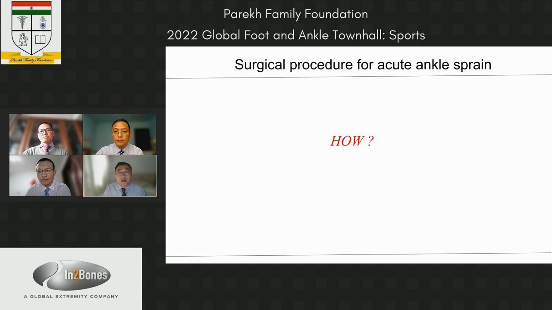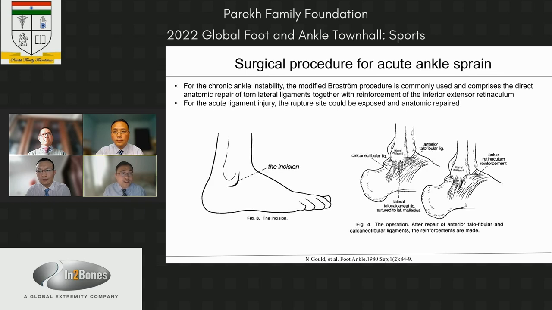So how can we do the surgery for the acute ankle sprain? For chronic ankle instability, we know that the modified Bostrom procedure is commonly used and comprises direct anatomic repair of torn lateral ligaments together with reinforcement of the inferior extensor retinaculum. For the acute ligament injury, the rupture site could be exposed and anatomically repaired.